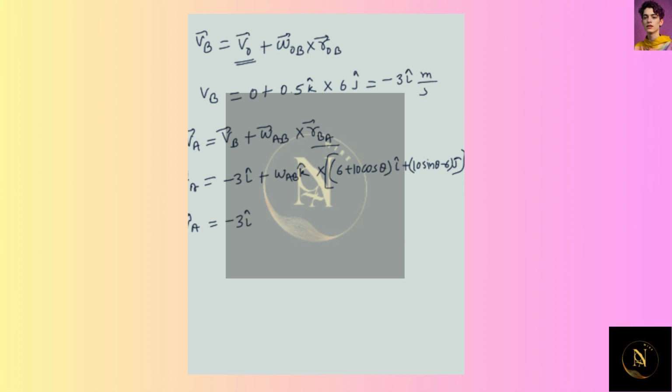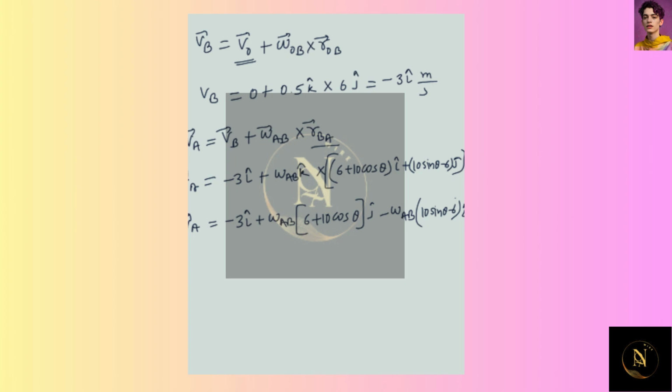So from here V_A vector comes out to be minus 3 i plus omega_AB times 6 plus 10 cos theta j cap, and minus omega_AB times 10 sin theta minus 6 i cap. Okay, so this is the V_A.